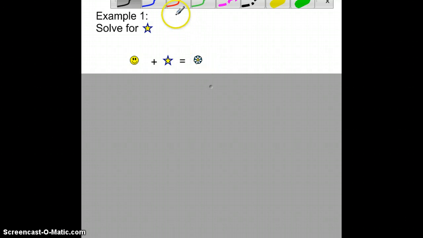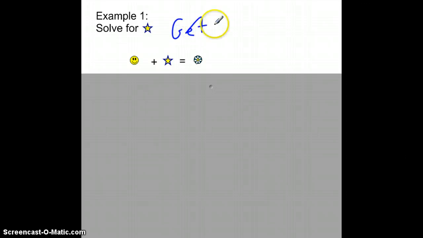So take a look at the first example here. They're asking us to solve for the star. There's no numbers here. But again, if we're solving for the star, that means we've got to get the star alone. Get it all by itself, right? Whatever we're solving for, get it alone. Okay? So keep that in mind. Get it alone.